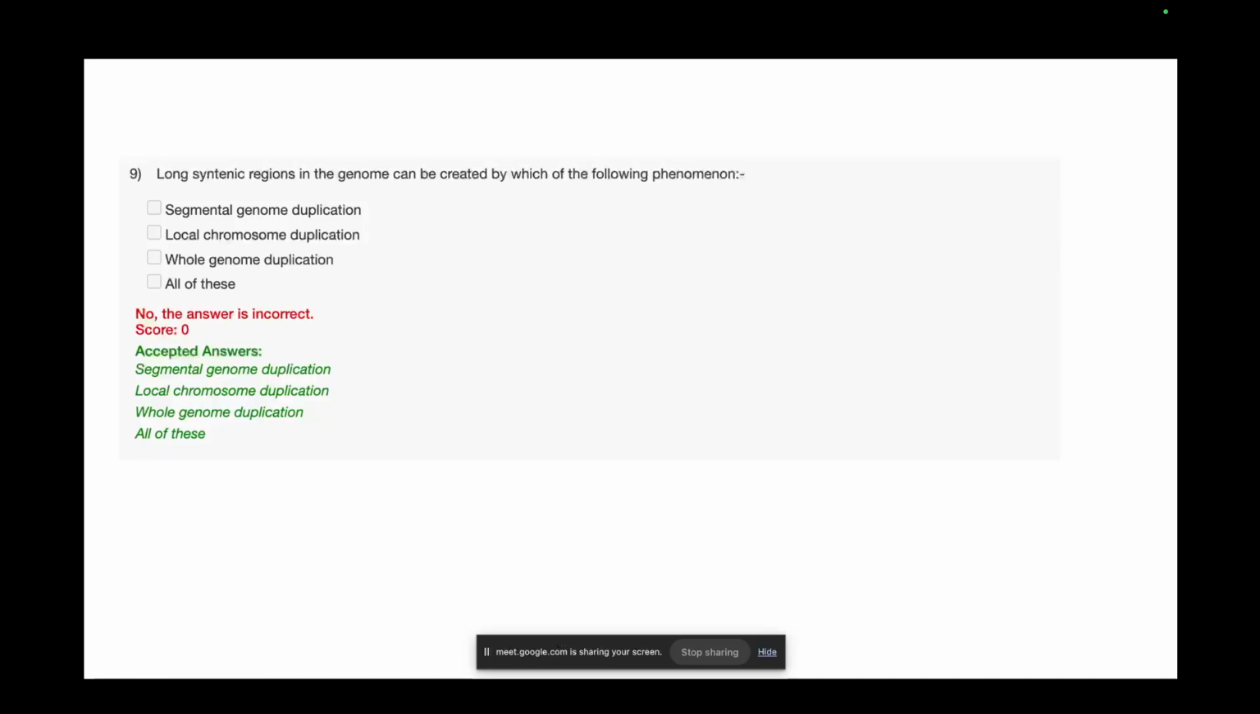This is a straightforward question. The answer is actually all of these, as all the options are given as correct. Segmental duplication can happen, local chromosome trisomy can happen, whole genome duplication can happen. Any of the three can happen to form these long regions in the genome. So duplication is the major thing. Any type of duplication is possible. So okay, let's move on to the next one.